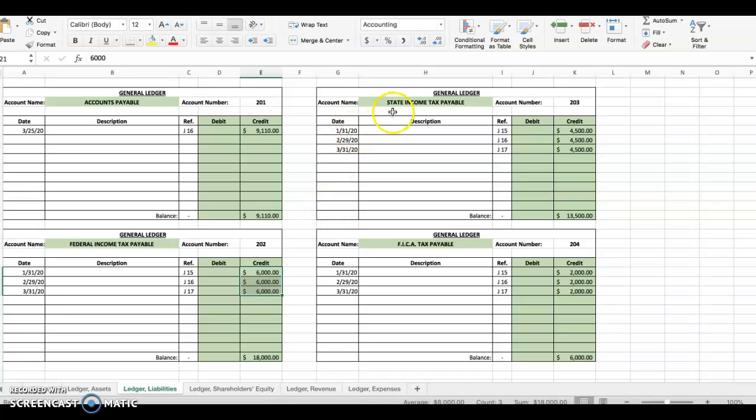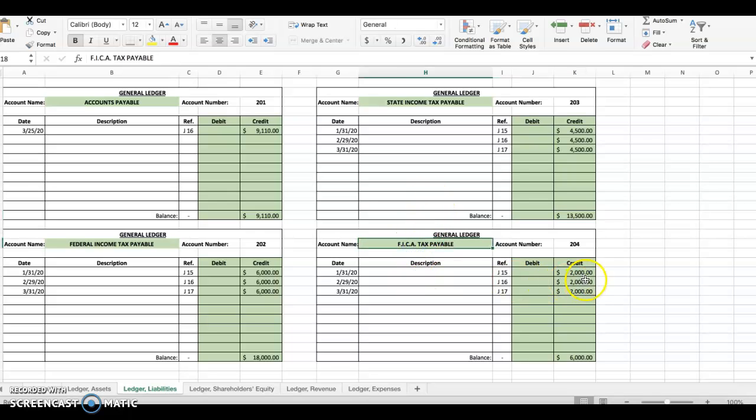Same thing happens in the state income tax payable at the end of January, at the end of February, at the end of March. Part of those payroll entries would have been credited to that state income tax payable account of $4,500 each month, always the same in this particular business. And now we owe, because we have to pay on the employees' behalf, $13,500, and we have to pay it to the state.